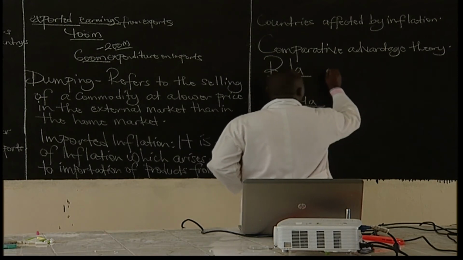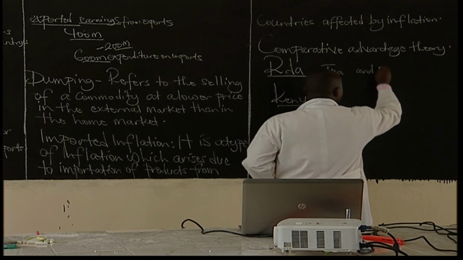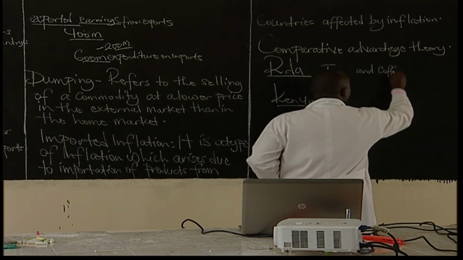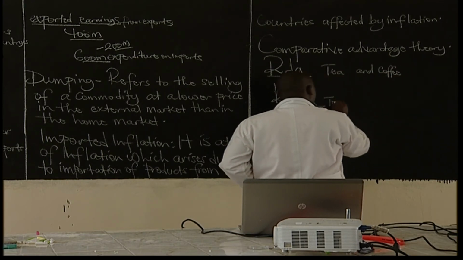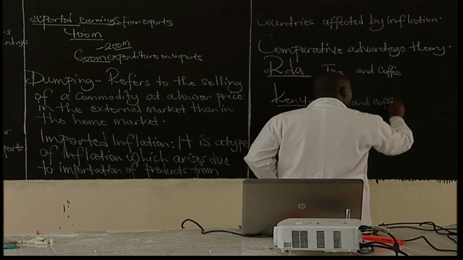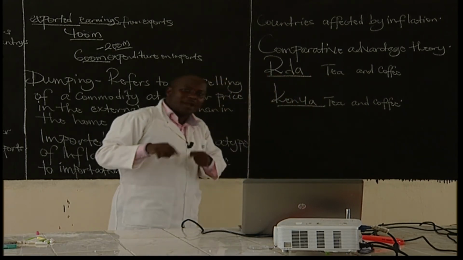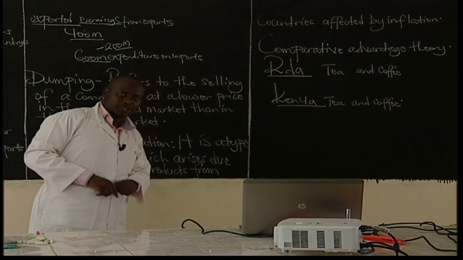Both countries are producing tea and coffee. Kenya is also producing tea and coffee. The theory states that a country should specialize in production of a commodity where it incurs the lowest opportunity cost.